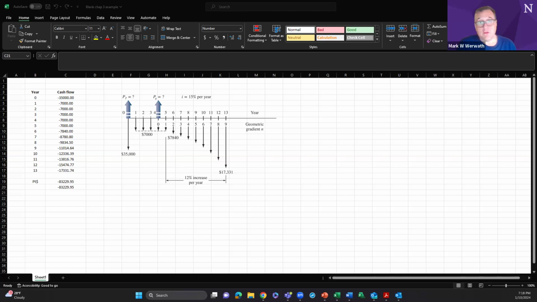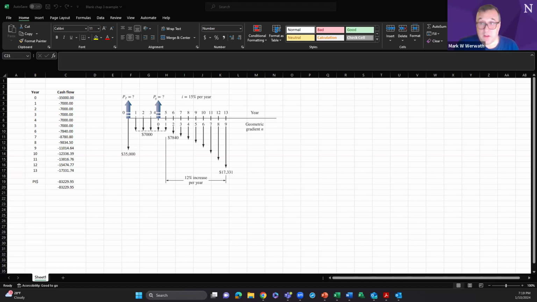Coleman Industries signs a 5-year contract to purchase water repellency chemicals for $7,000 per year for the next 5 years, starting next year. When the contract ends, the cost of the chemicals is expected to increase by 12%. So that's the inflation rate on the cost of the chemicals, right? And that's going to hold for the next 8 years. And the initial investment now in delivery and storage is $35,000. So that's your time zero expense.